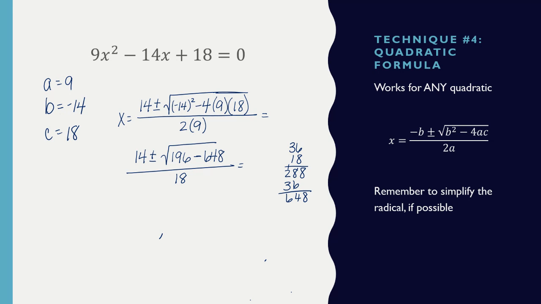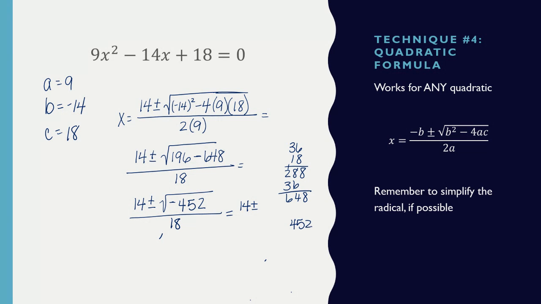Now I want to simplify further by combining those numbers in the radical. So 196 minus 648 is going to give me a negative number, and that is going to be negative 452. Now remember, anytime I have a negative inside the radical, that means I have an i in my answer. So I am going to have an i there, but I should also see if 452 can be simplified.